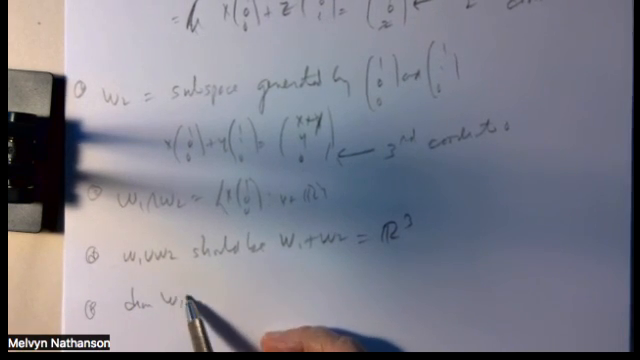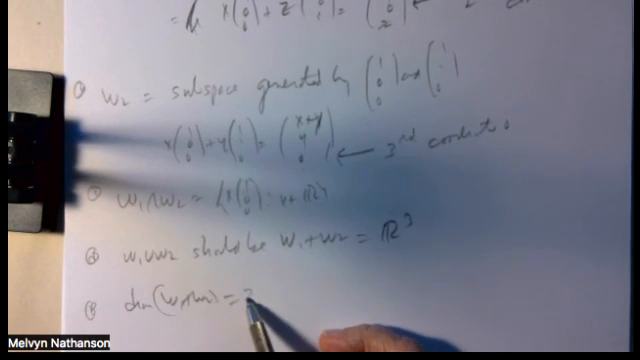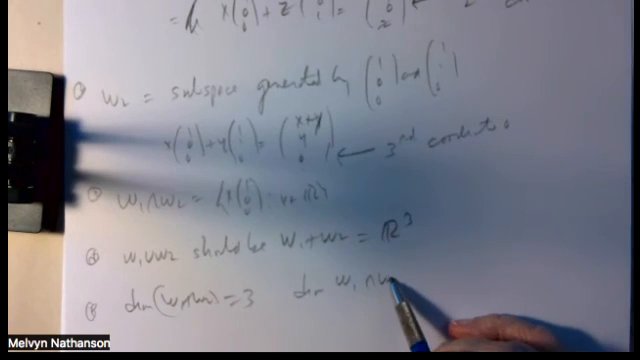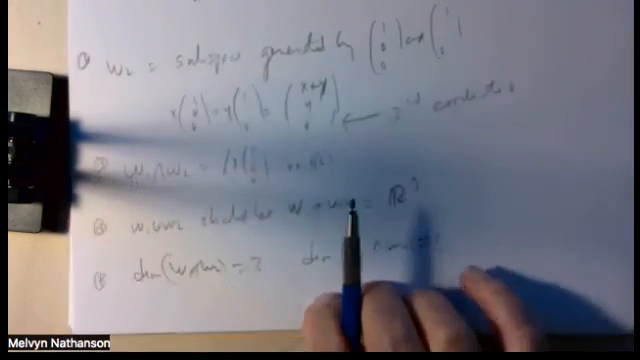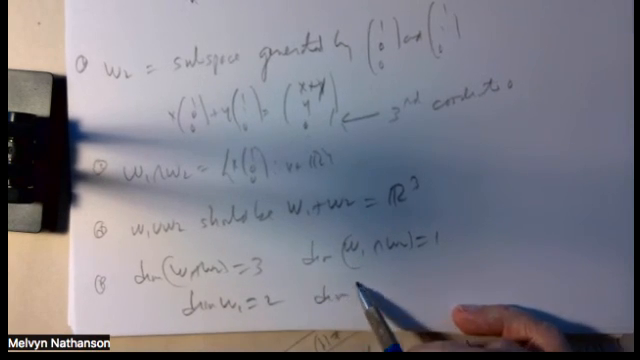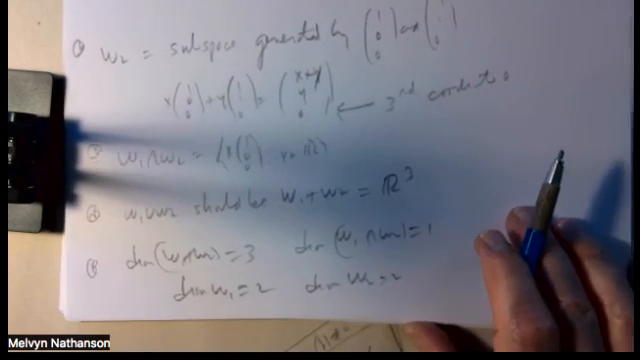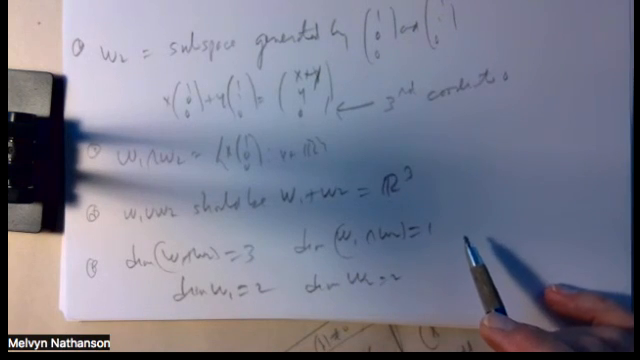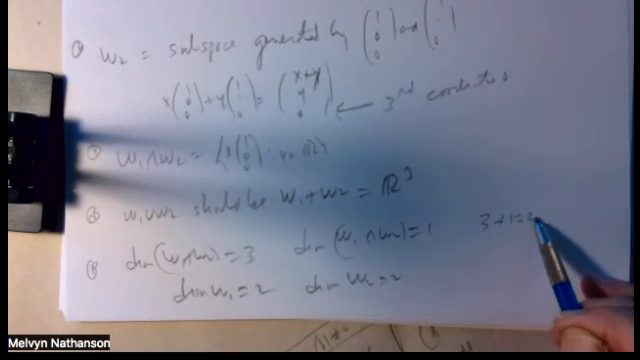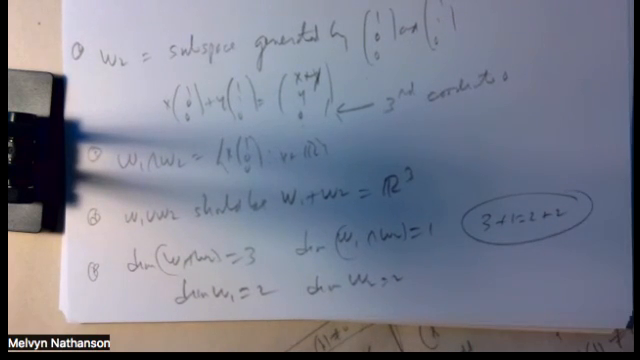And in fact, the dimension of W1 plus W2 is equal to 3. The dimension of W1 intersect W2 is equal to 1. The dimension of W1 is 2. The dimension of W2 is 2. And the relation that is written down to prove is simply saying that 3 plus 1 equals 2 plus 2. So in this whole exercise I was asking you to just double check that 2 plus 2 is 4.